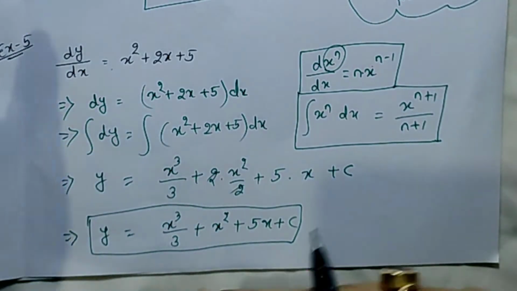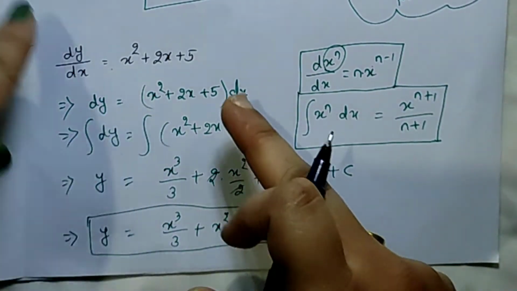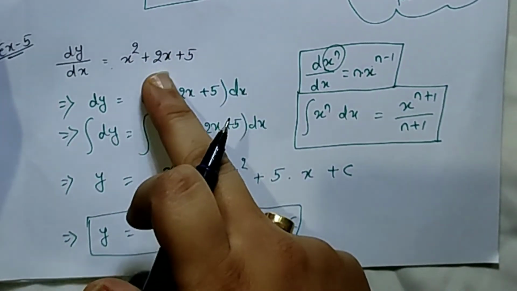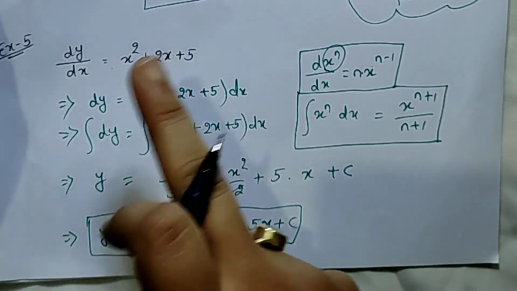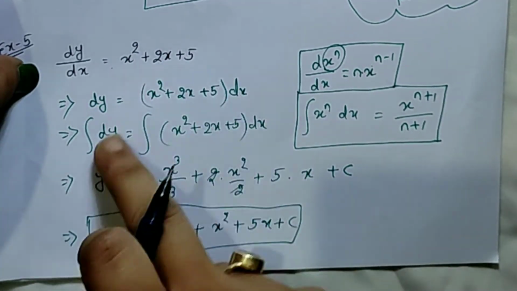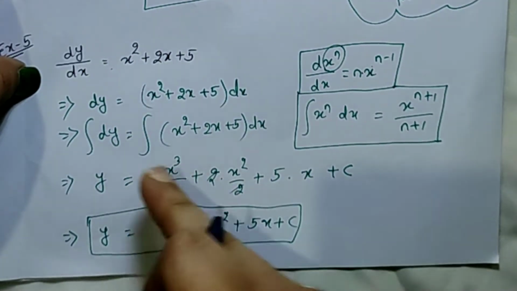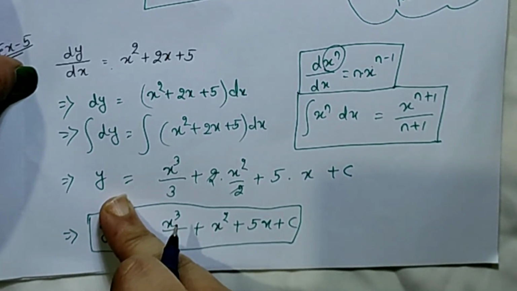What have we done? We only cross multiplied, because this is a function of x, and we integrate this function with respect to dx. So we multiply dx and then, taking an integration, we find y. Clear?